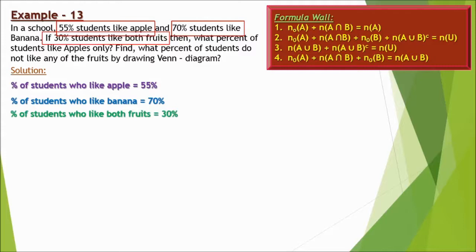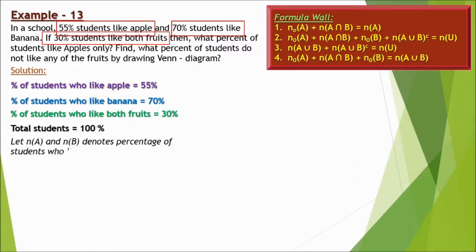Now the information is completed. Now total students is equal to 100%. If the question is given in percentage, then our universal set, that is total, will be 100. Remember this thing, in case of percentage, total is always 100. Now, N(A) and N(B), apple and banana, denote the percentage of students who like apple and banana respectively. So N(A) does not represent the number, here it represents the percentage.